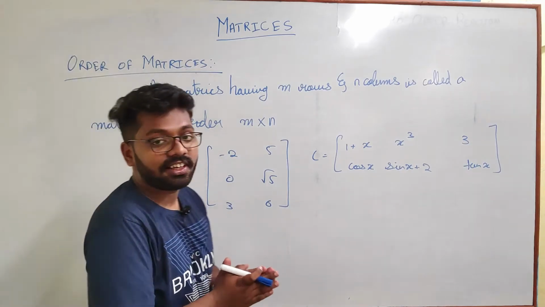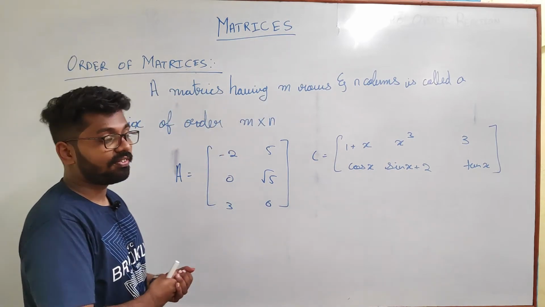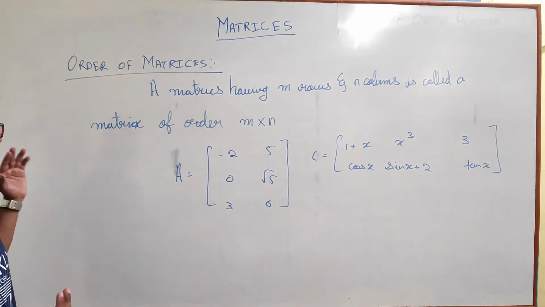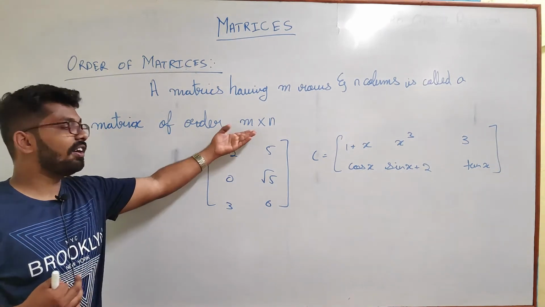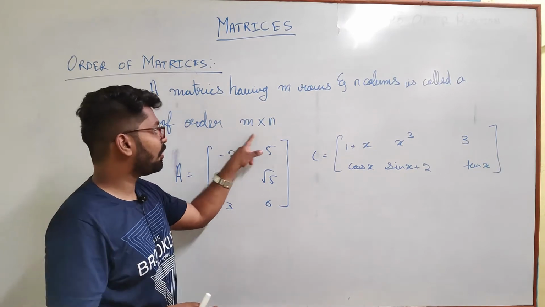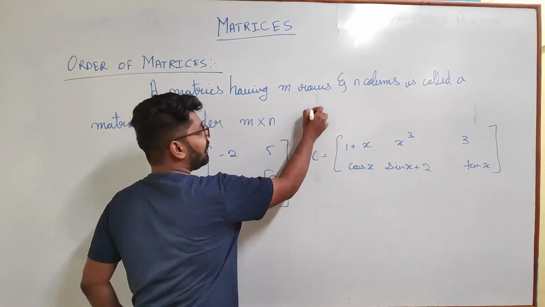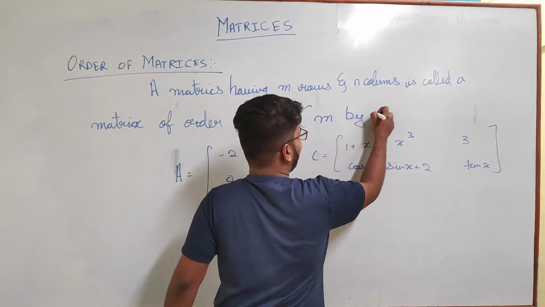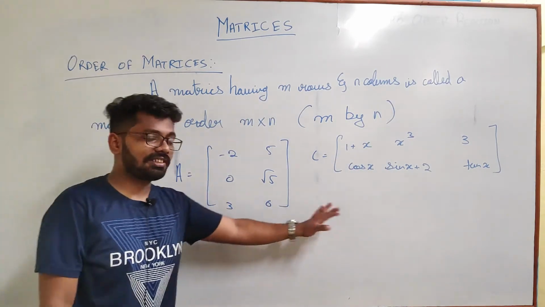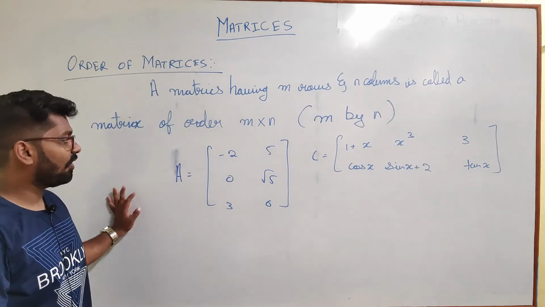Okay, so let us discuss the next part in matrix, that is order of a matrix. A matrix having m rows and n columns is nothing but a matrix of order m cross n. We actually read it as m by n. I have listed two examples over here, so let us find the order of them.